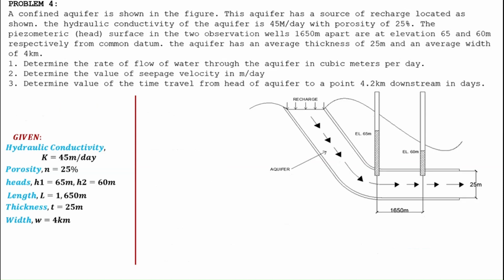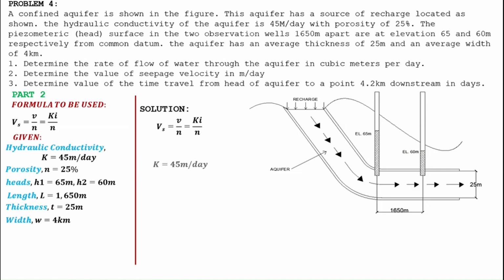For our solution to the second part of the problem, we will recall the formula for seepage velocity, which is equal to velocity over the porosity, or can be equated as hydraulic conductivity times hydraulic gradient over porosity. From the formula, Vs is equal to Ki over n, where K is equal to 45 meters per day. Our hydraulic gradient as calculated before is equal to 1 over 330. Porosity, on the other hand, is 25% or 0.25 in decimal.